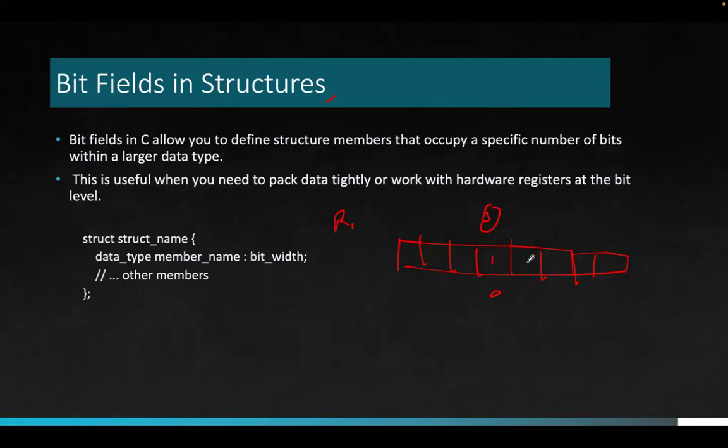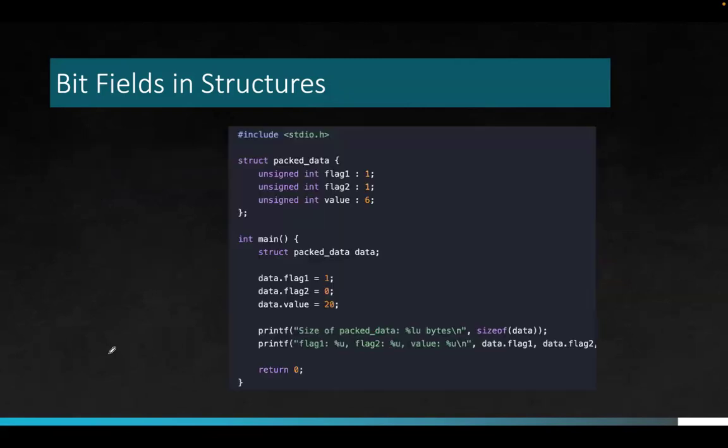As this is not a memory location but a hardware register, you remember the register keyword, which is used to define a data type that stores its value in a hardware register. The format for a structure is struct, the structure name, then data type, member name, and the bit width, and so on. We'll see one example.